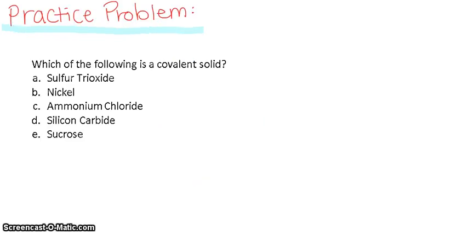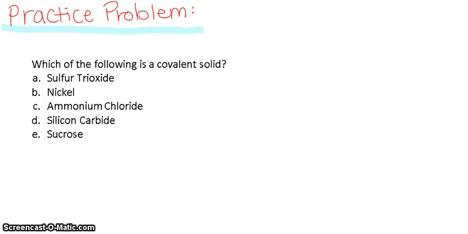So let's do a practice problem. Which of the following is a covalent solid? Sulfur trioxide, nickel, ammonium chloride, silicon carbide, or sucrose? We can determine this by looking at the properties of a network covalent solid. We learned earlier that a network covalent is hard and has a high melting point, which are both due to the strength of covalent bonds.